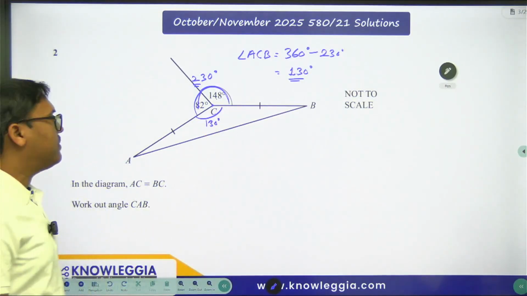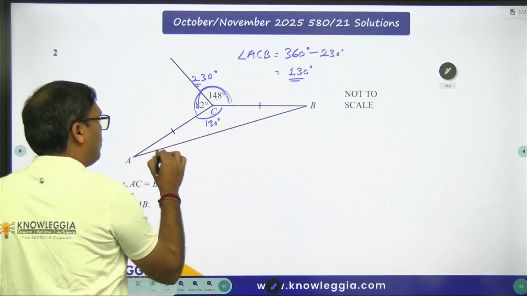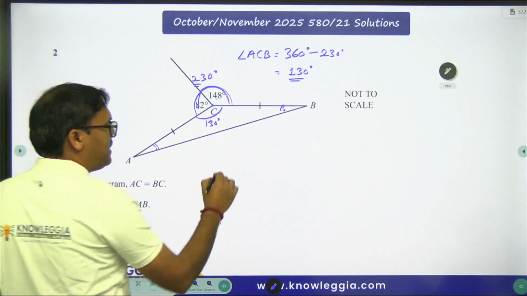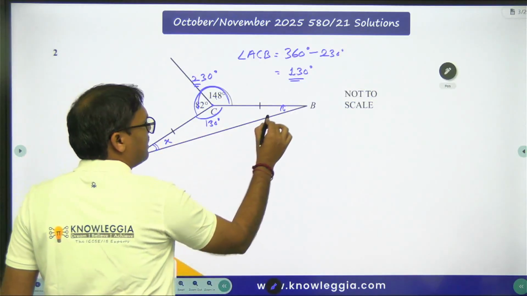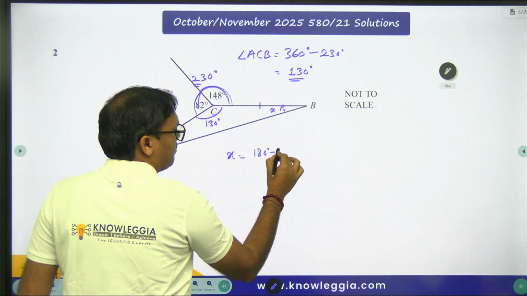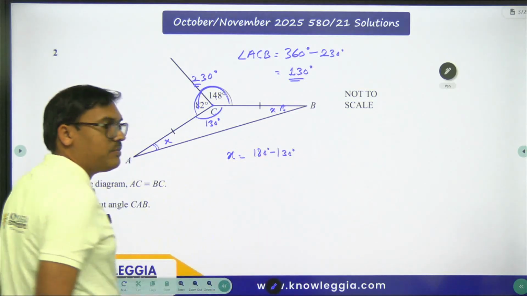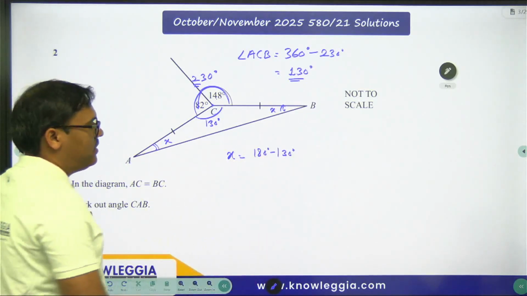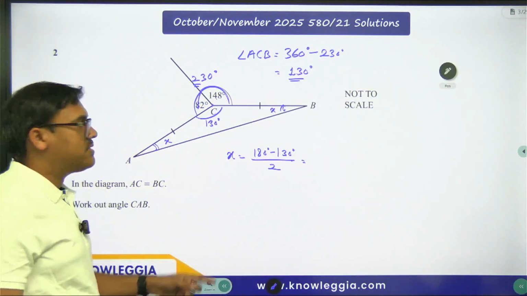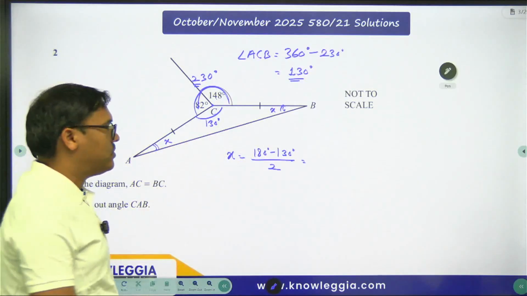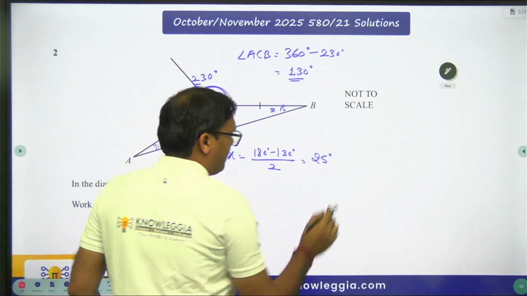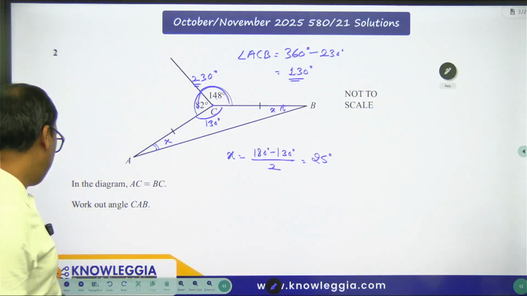Correct? Now it is given that these two sides are equal, so obviously these two angles will be equal. What will be each angle? If I say this angle is x, this angle is x, which will be equal to 180 degrees minus 130 degrees, because the sum of all the angles is 180 degrees, and this is divided by 2. Why am I dividing by 2? Because these two are the same. So this is equal to 50 divided by 2, which is 25 degrees. So the answer is 25 degrees. Okay.